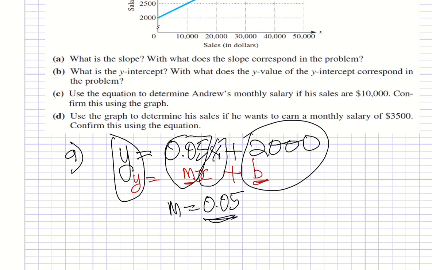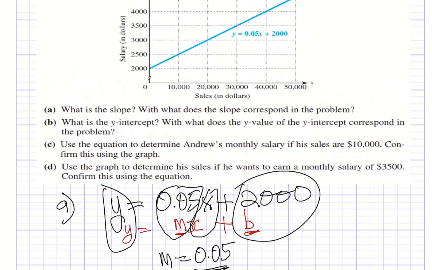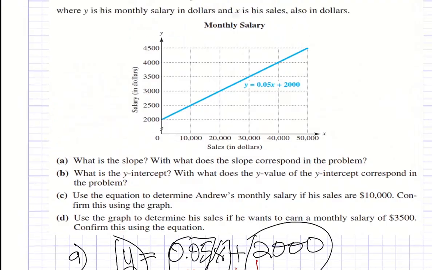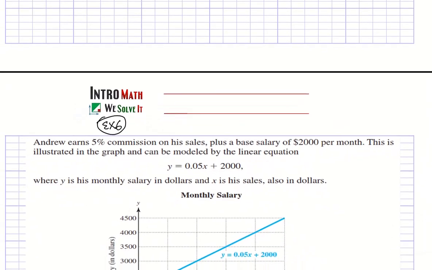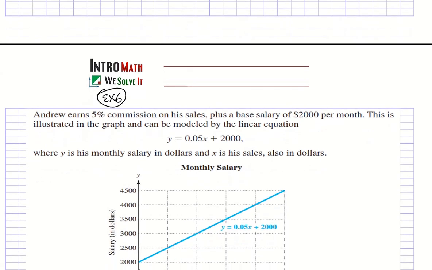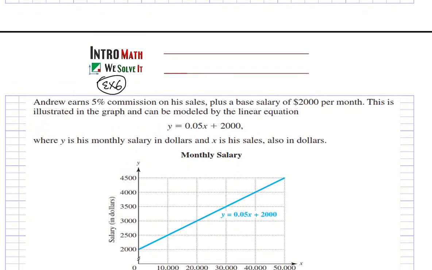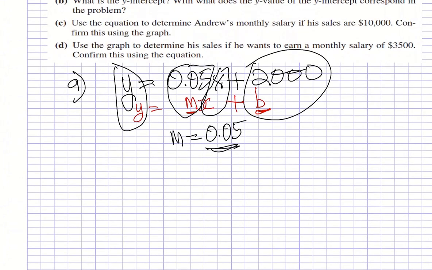What does the slope correspond to in the problem? Well, the slope corresponds to the commission. You gotta read the problem: Andrew earns commission. The 5% is the commission. The slope is the commission Andrew earns. You can call it the commission rate, because slope is a rate.